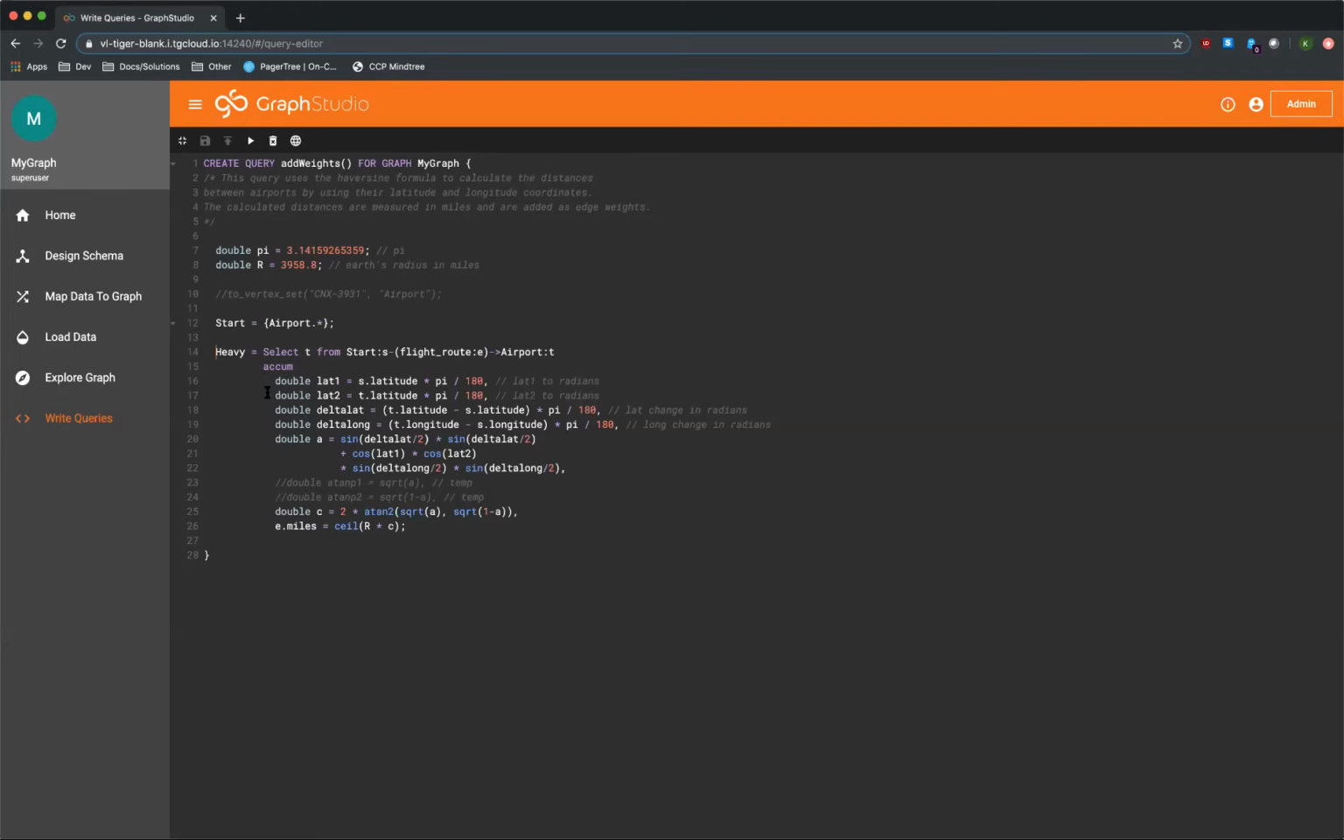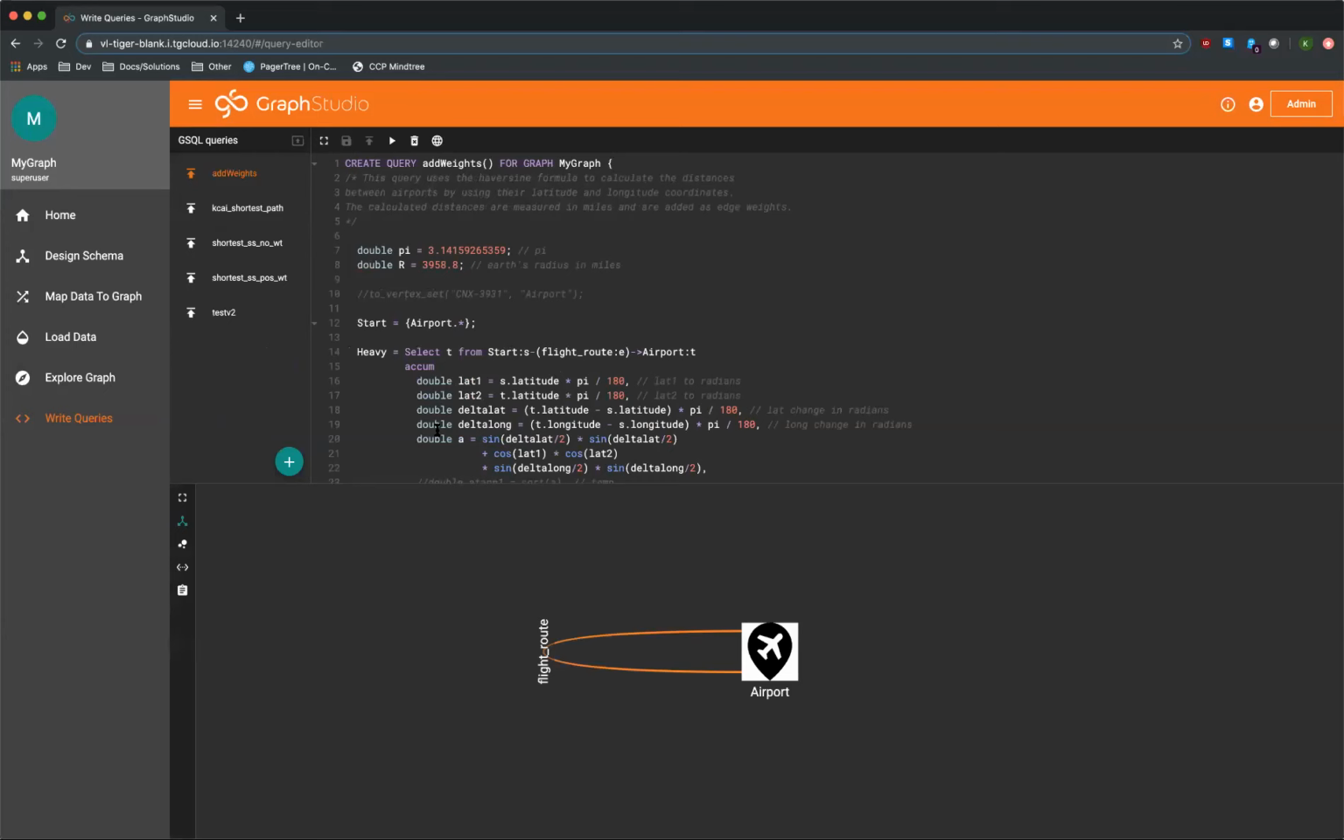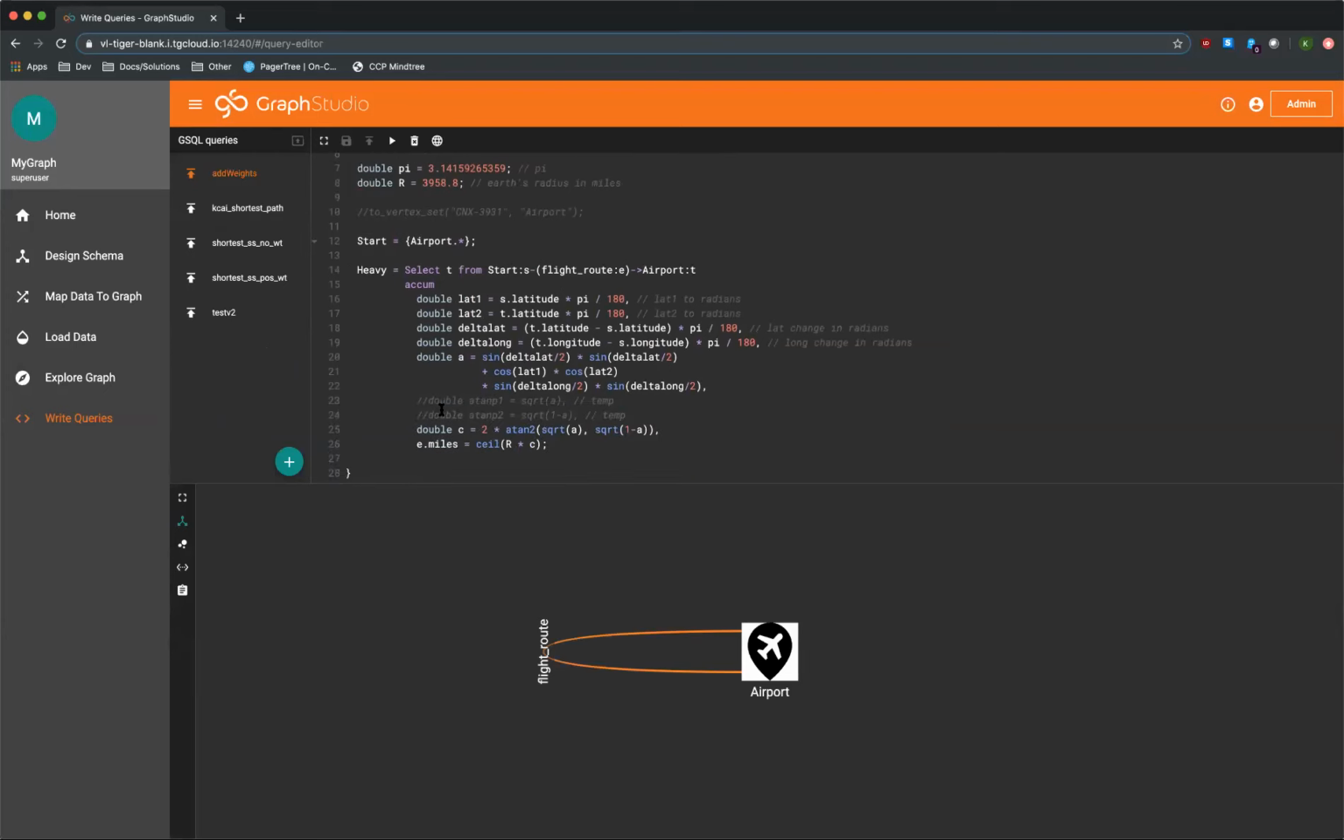And then the last line in there, it says e.miles. E was the name of, E refers to the edge that connects those two, source and target. And it has an attribute called miles. And that is basically the result there. The C was the result. R is scaling it according to the diameter or the radius of the Earth. And that's the answer. So we're computing this value, and then we're actually updating the graph with the answer. And so just for that one function, that one query puts the mileage on every edge.